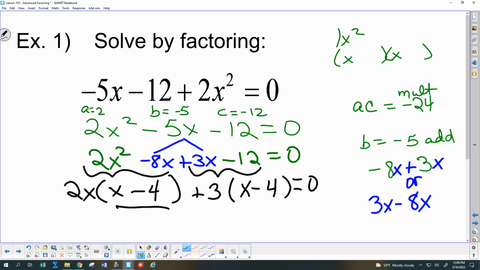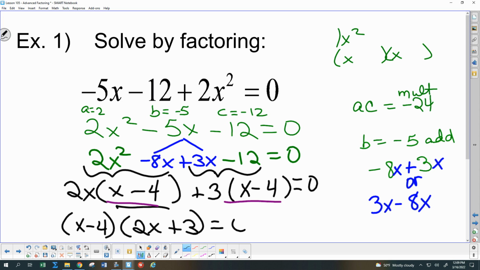Keep the equal 0. Now I have something times parentheses x minus 4 plus or minus something times parentheses x minus 4. So this parentheses is like a GCF of what I have now. So one factor is that GCF parentheses, that parentheses times 2x, and then that parentheses times +3. So there are my factors. You do need to write the equal zeros all the way down.